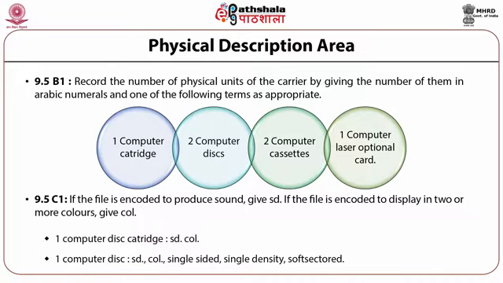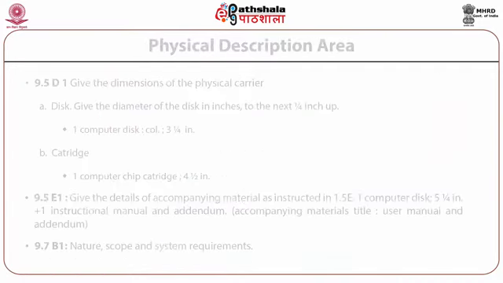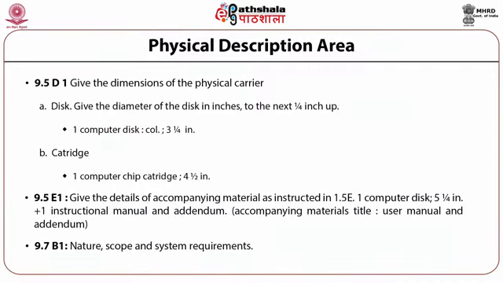Suppose there is one computer disk or cartridge, then immediately after that you give the sound, if sound is there. If it is color, give the color. So there is not a lot of difference from other things. If it is a computer disk, sound, color, whether it is single sided or single density, you have to give that. Then the dimension you will give, 3 inches or 4 and 1/4 inches as given. So if a computer chip cartridge is there, you can give the dimension.